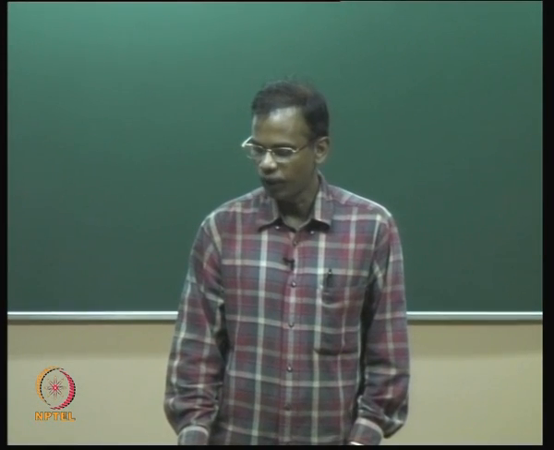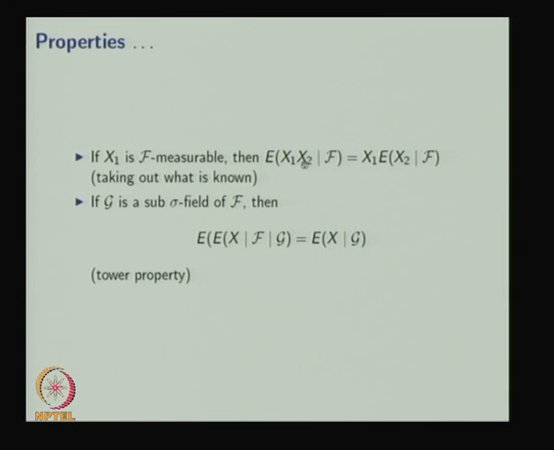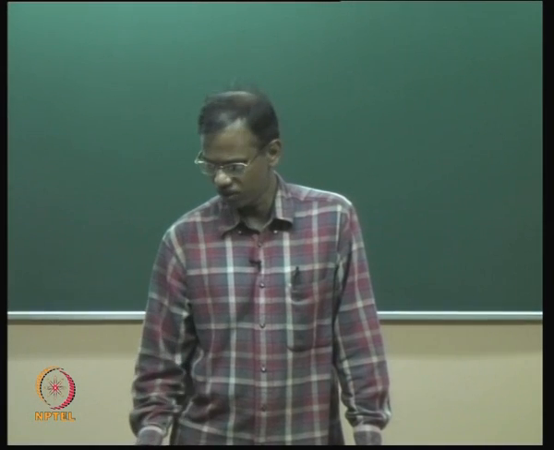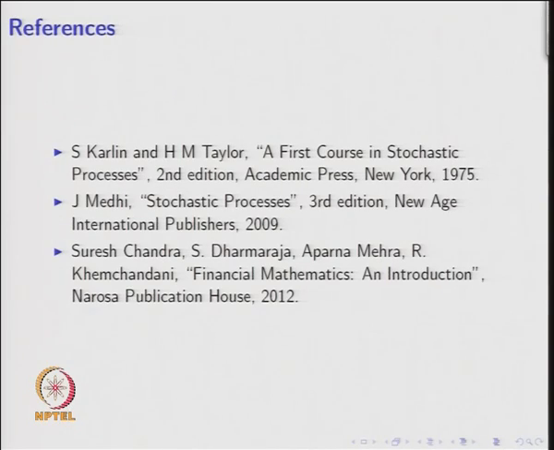The last two properties: if X1 is F measurable, then X1 is taken out, because it is known. Since X1 is F measurable, X1 comes outside, X1 times the conditional expectation. If G is a sub sigma field, then this conditional expectation is the same as the conditional expectation, and this is called the tower property. I am not going to give the proof of this. Here is the reference. Thanks.